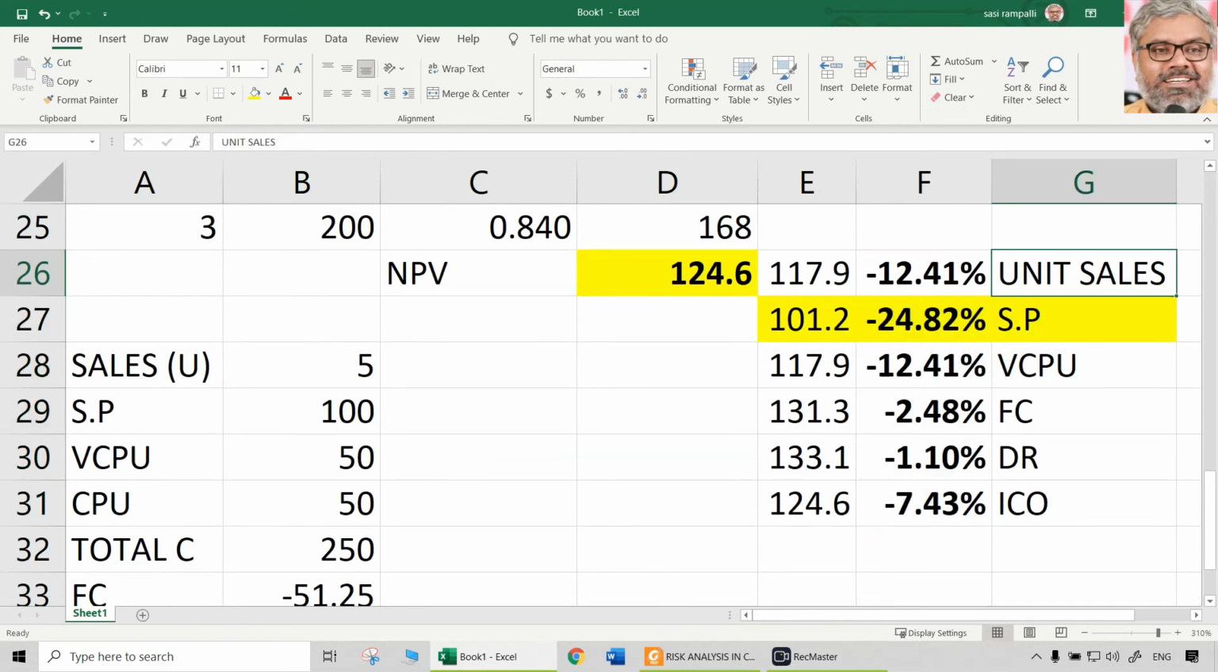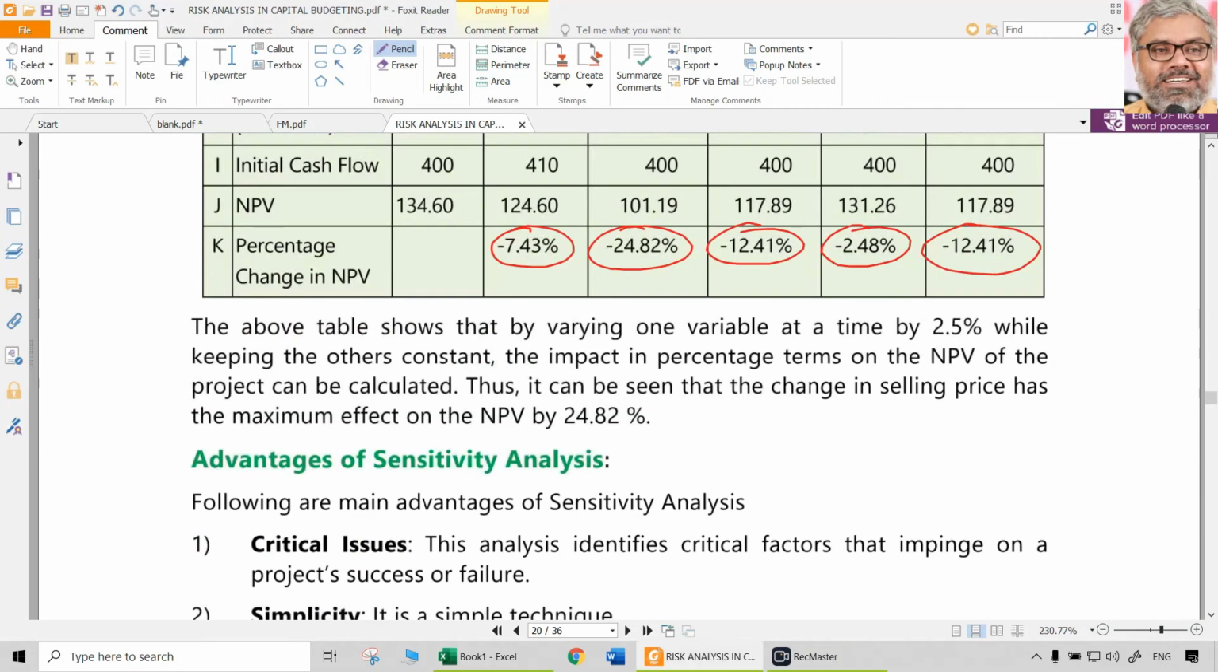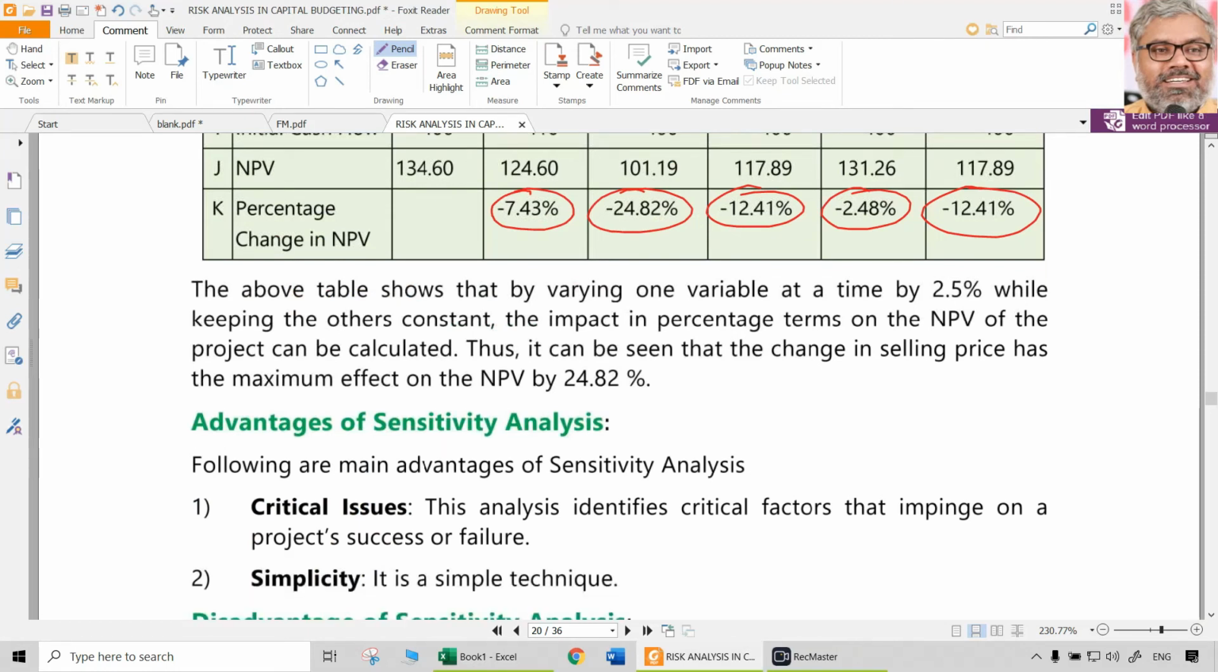So all factors, 1, 2, 3, 4, 5, 6 factors we have checked, and out of them the most influencing factor on NPV is selling price. So if selling price reduces by a mere 2.5%, the total NPV reduces by almost 25%. That means the project is more sensitive to selling price. That's it. That is how the final conclusion has to be given. So the change in selling price has the maximum effect on the NPV, almost 25%.